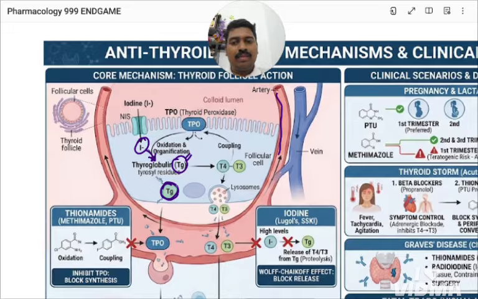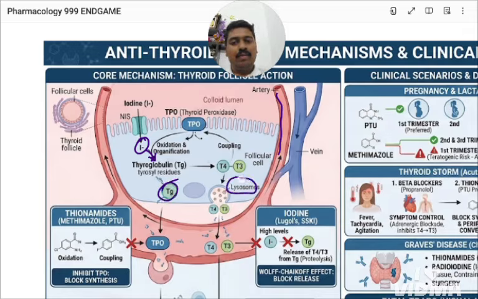Now after this, what happens is this thyroglobulin gets converted into MIT, that is monoiodotyrosine, and diiodotyrosine. Now this will combine, this is known as coupling. MIT plus DIT will form T3 and DIT plus DIT will form T4. So now you have this T3, T4, but which are still bonded to thyroglobulin.